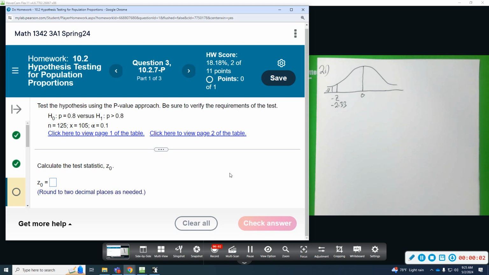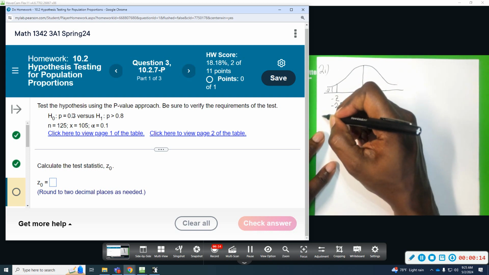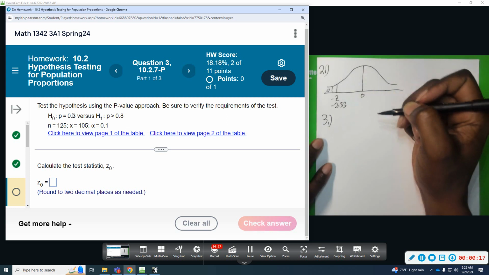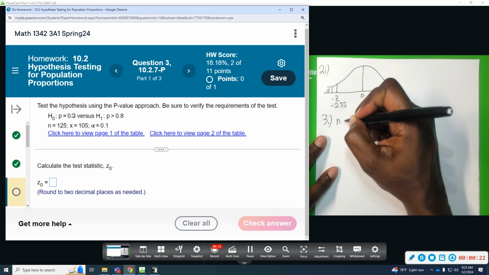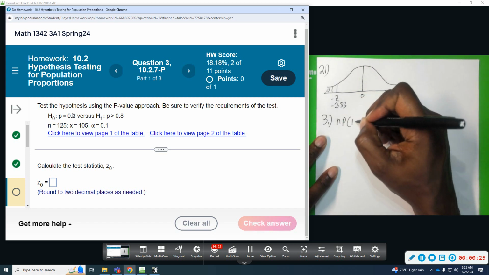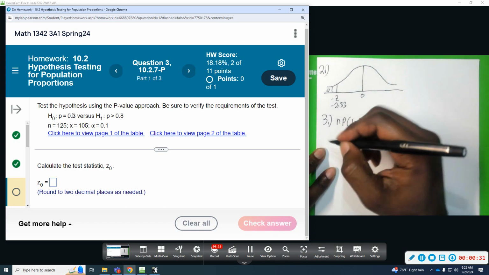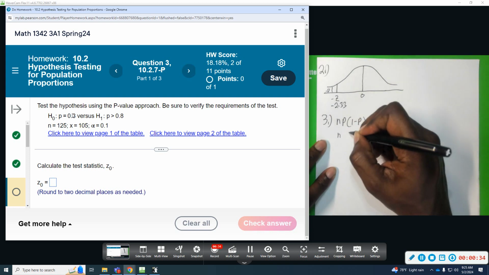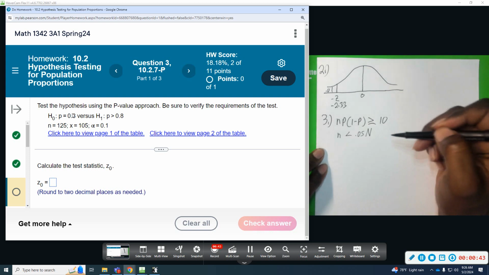All right, number 3, we want to test the hypothesis using the p-value approach, and then we want to be sure to verify requirements of the test. Regardless if they ask you, you want to make sure that you can use this method. Since we're doing the population proportion, the two things we have to check is that n times p times 1 minus p needs to be greater than or equal to 10. And then we also have to check that n is small, so less than 0.05, so 5% of the entire population. So these are the things we want to check.